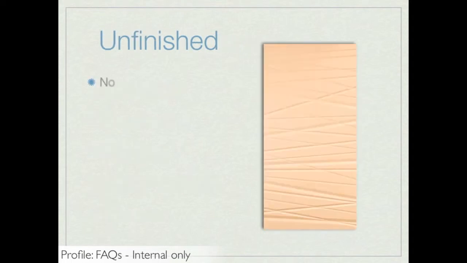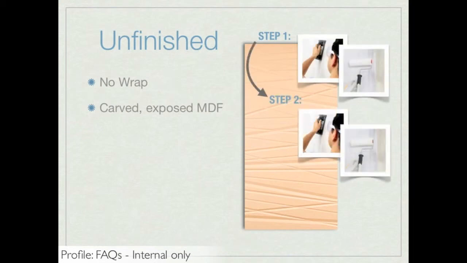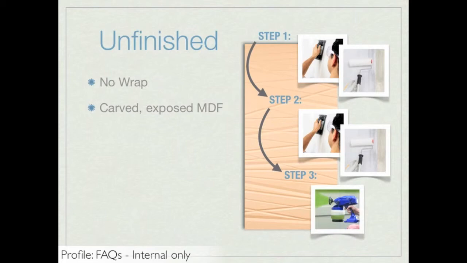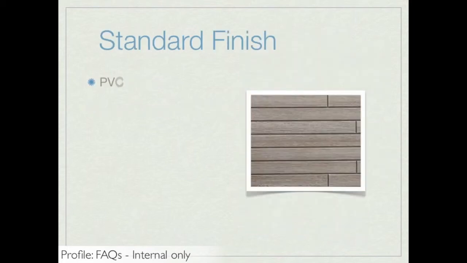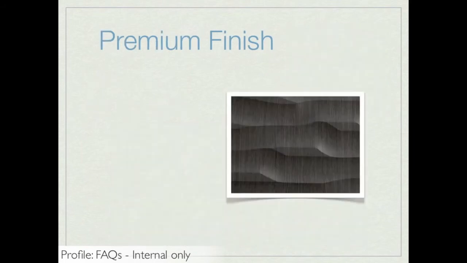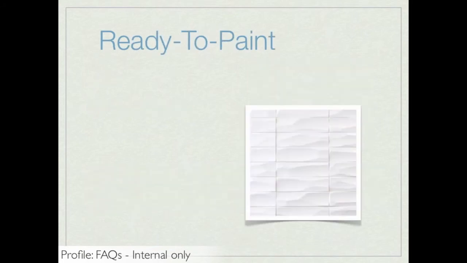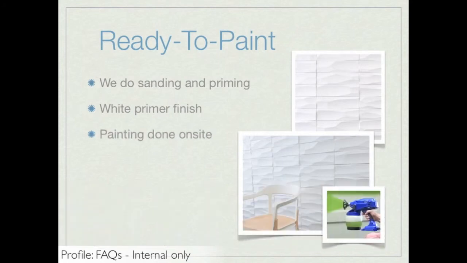Unfinished means no wrap is applied. The panel arrives on site as carved, exposed MDF. For this, we recommend a process of sanding and priming, then sanding and priming again, and then painting. Standard finishes are made out of PVC. There are 21 stock finishes available. Premium finishes are made out of PET, and there are 7 stock finishes available. Ready to paint means that after carving out the pattern, we do the sanding and priming. The panel then arrives on site with a white primer finish, and the painting is done on site.